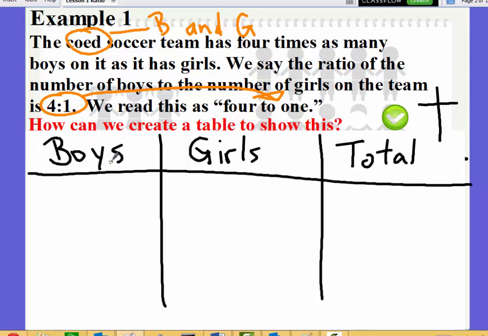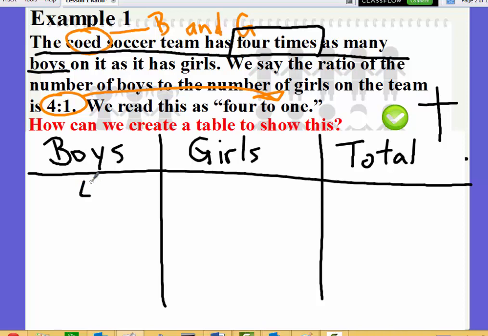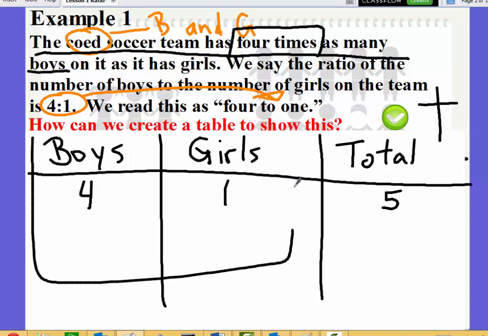I'm going to look back, and here it says that the ratio of the number of boys to the number of girls on the team is 4 to 1. Not quite sure what that means, so I'm going to go back and reread this first sentence. It says it has 4 times as many boys. So that means there's 4 boys and 1 girl. So there's a total of 5 people total. So this is how I show, using the table, my boys to girls.